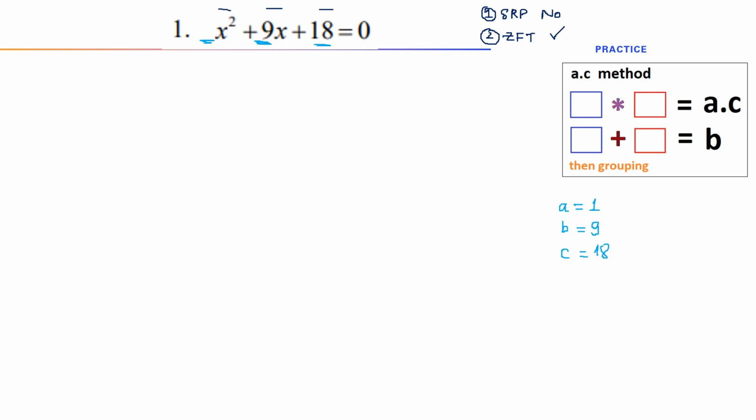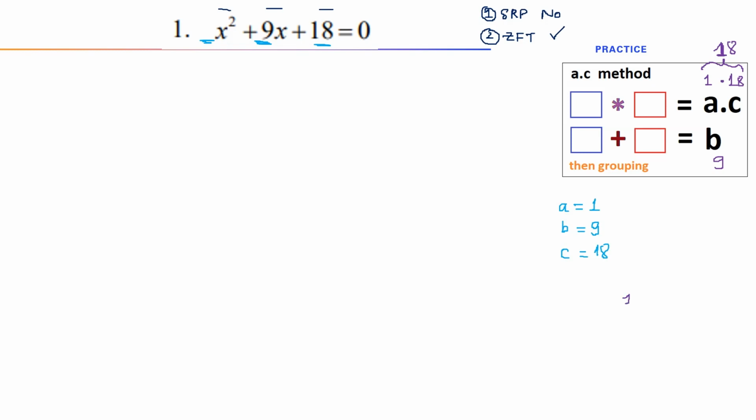Now we use the AC method to check if we can factor that, right? So what is A? A is 1. What is C? 18. 1 times 18 is 18. So what is B? B is 9. Now what are the two numbers that, when they multiply together, equal 18, and when they add up, the sum of them is 9?